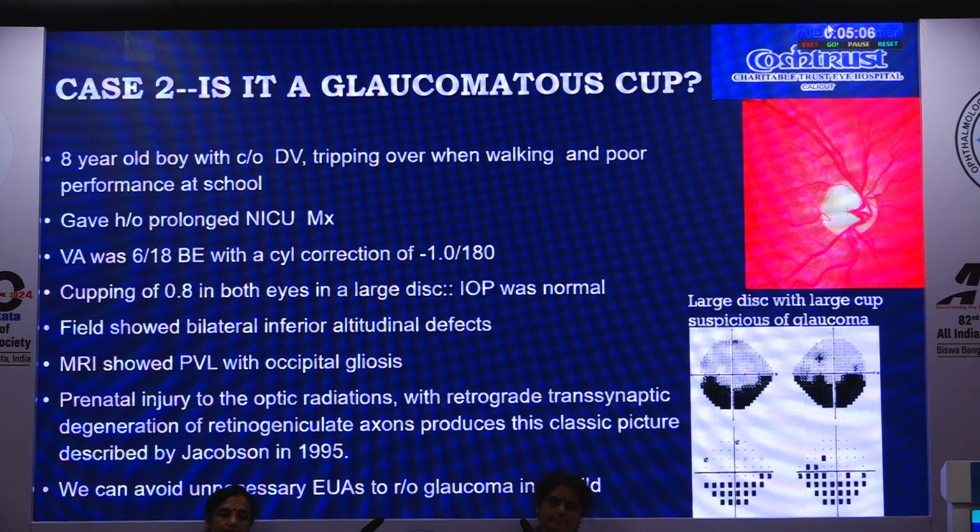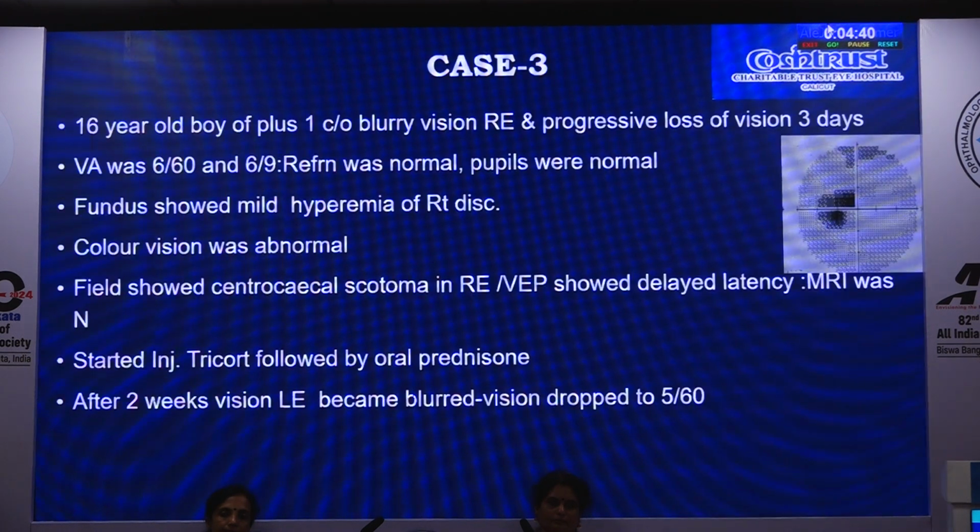prenatal injury to the optic radiations with retrograde transsynaptic degeneration of retinogeniculate axons produces this picture, which was described by Jacobson in 1995. We can avoid unnecessary examination under anesthesias to rule out glaucoma in a child when this presentation happens with a very large cup, and it's not uncommon to see these due to perinatal trauma.